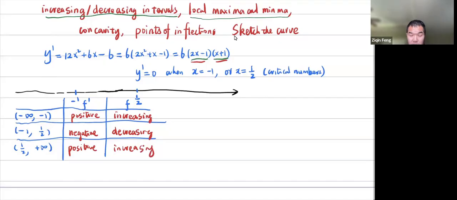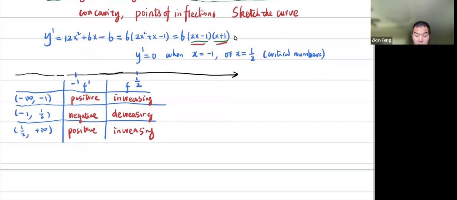So the increasing intervals are from negative infinity to -1, and from 1/2 to infinity. The decreasing interval is from -1 to 1/2, right? So also, now let's look at f of -1 and f of 1/2, whether they are a local maximum or local minimum, right? On the left side of -1, the function is increasing. On the right side of -1, the function is decreasing. So the function goes up and down.